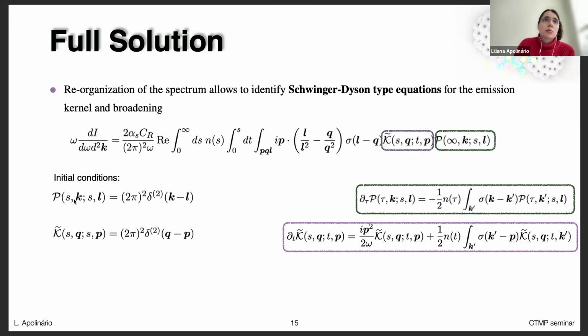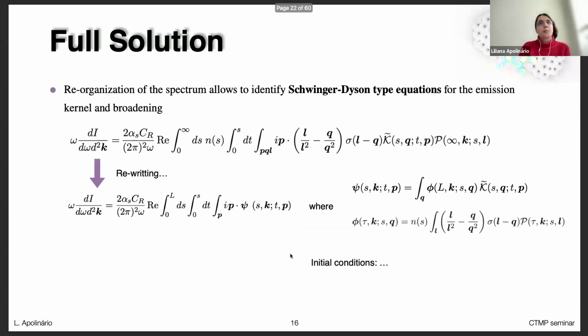The initial condition for the broadening is that it didn't broaden, and for the emission kernel, there was also energy momentum conservation, and that's it. And so with this, we just have to basically code a simple code to solve our spectrum, and we can do the spectrum for any kind of potential or any kind of settings that we want.